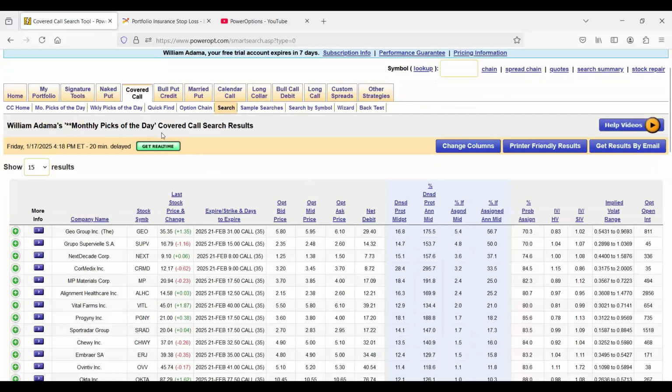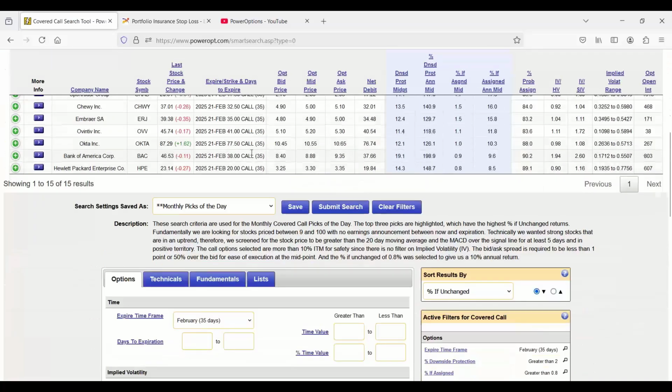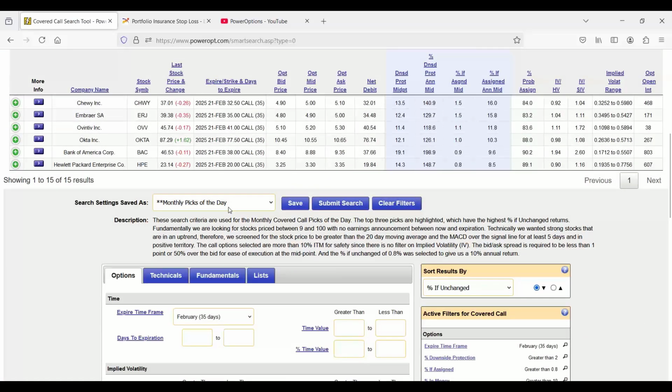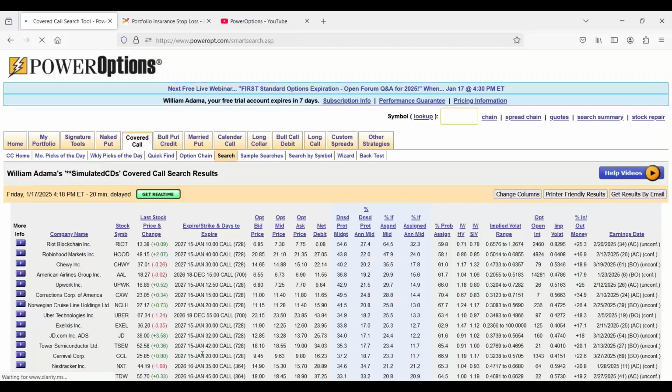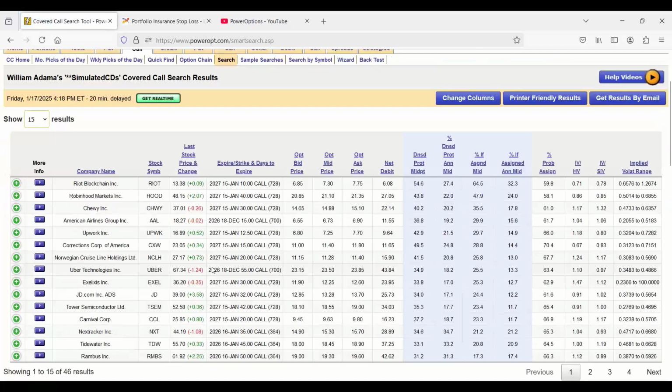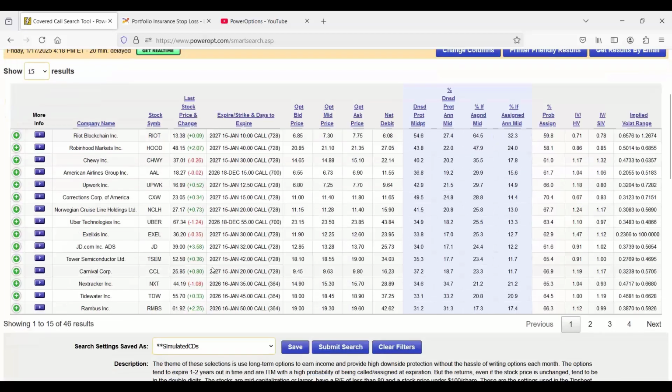And here I have the monthly picks of the day up on my default webinar account. So we're just going to scroll below the list of trades in the search, go to the default searches, and select simulated CDs. It runs for me automatically, and of course, Shopify didn't come up in the top results. Must have had an update between now and when I ran the search. That's all right. Let's see if it's here.